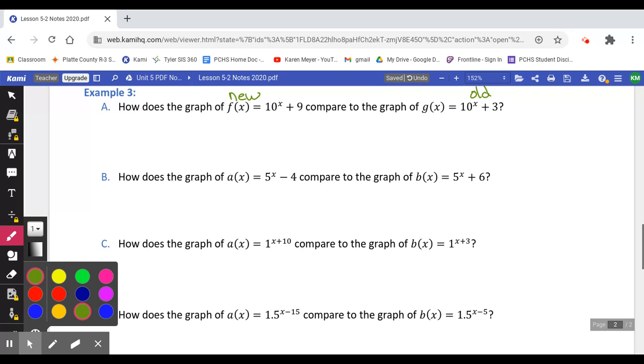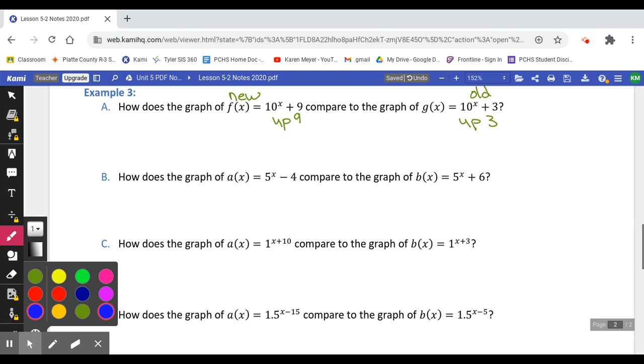If I look at the old, first thing I have to decide is, is this an up or down, or is it a left or right? That plus 3. Does everybody notice that's a big plus 3? If it's a big plus 3, if it's not in the exponent, that means up or down. And up or down is exactly how it looks. So on this one, you would take that graph and shift up 3. Now the new graph has plus 9. Plus 9 is a big number. Big numbers are up or down. It's exactly how it looks. So you would say up 9.